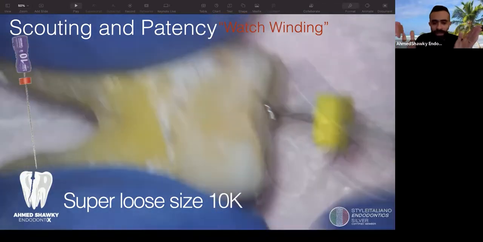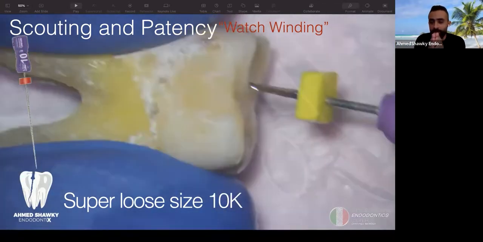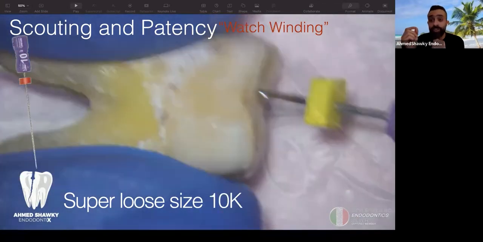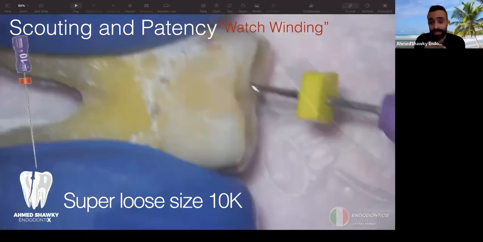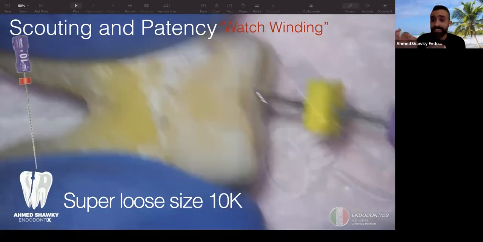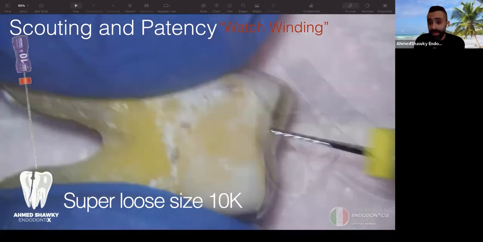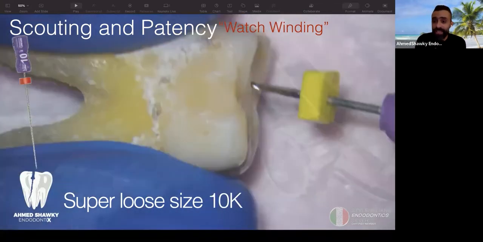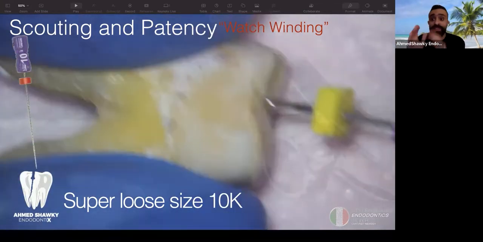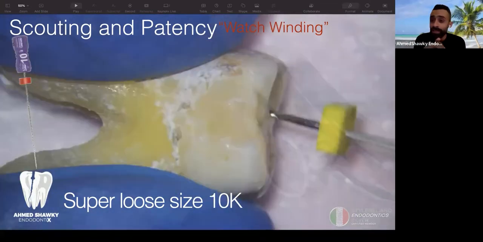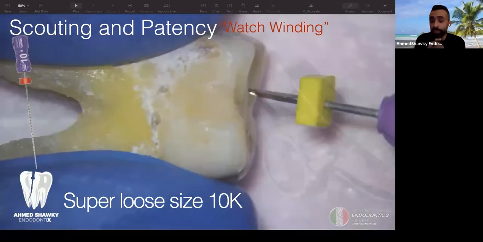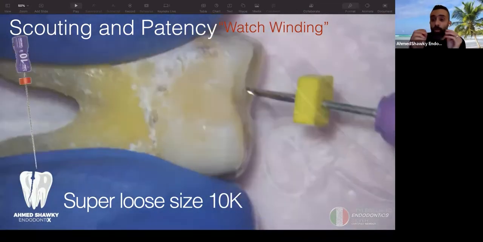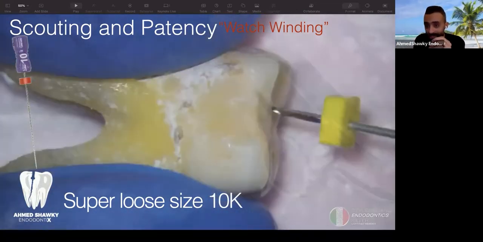Okay, but wait a minute. You told us two slides before that I can start with 6 in a narrow canal. Yes, you will do the same with the 6 until it is super loose. And then you take the 8 and do the same until it's super loose. And the initial safety point in this step is reached when you reach a sensation of super loose size 10K.